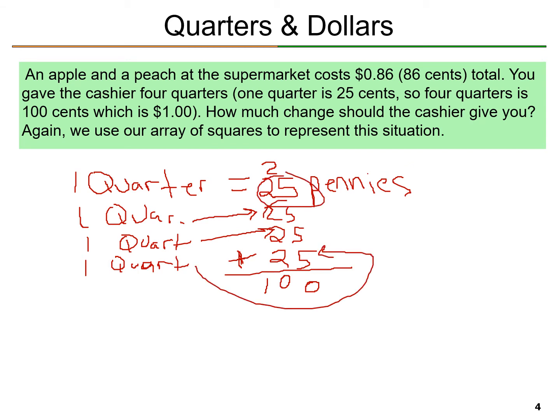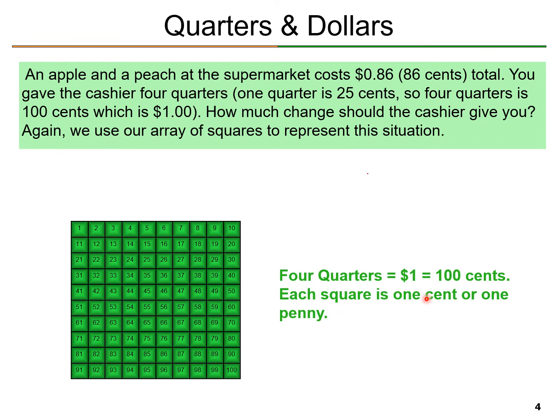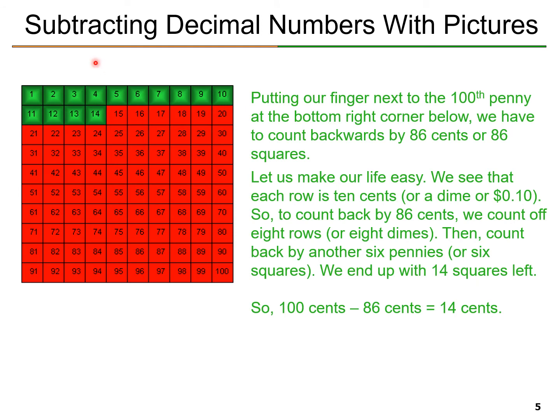So we got 1, 2, 3, 4 quarters, and that's 100 cents or 100 pennies. So let me erase all of this. Okay, here's our 4 quarters, which is the equivalent of $1. And we know that $1 is 100 pennies. Each one of these squares is 1 cent or 1 penny. Okay, so let's go ahead and subtract 86 cents from 100 cents or $1.